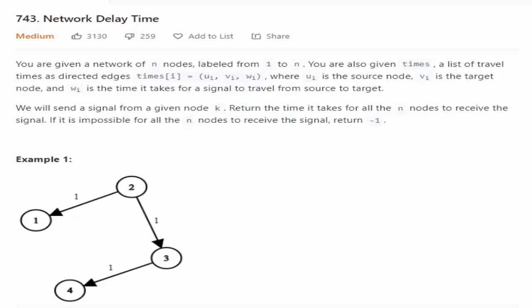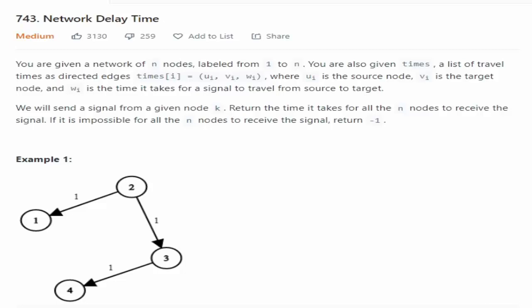n. You're also given times, a list of travel times as directed edges, times[i] = (ui, vi, wi), where u is basically the starting node or your source node, v of i is basically the destination node, the place you're going, and then wi is like your weight, your unit, your time, your distance, whatever. It's basically the weight you're going to use.